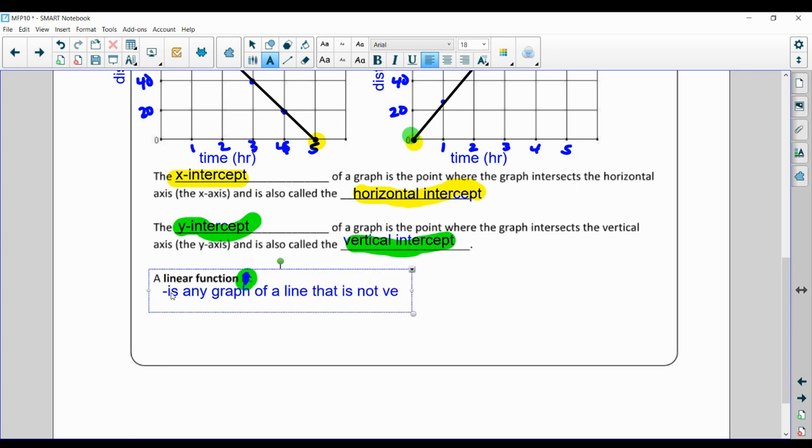Now, why can't it be vertical? Pardon my typing here. Because remember, it has to pass the vertical line test, and a vertical line itself would not do that. So any other line other than a straight up and down line is called a linear function. Okay, it has a constant rate of change.